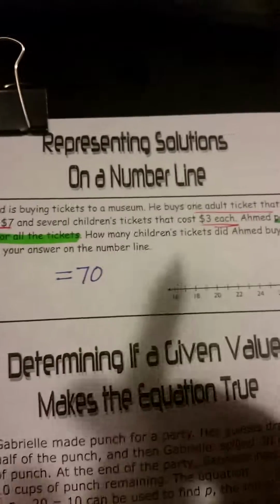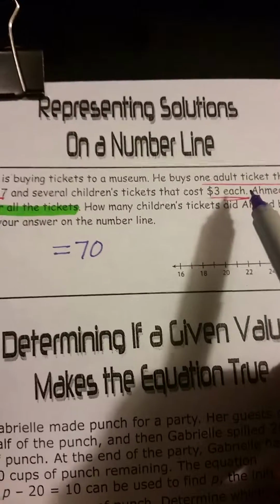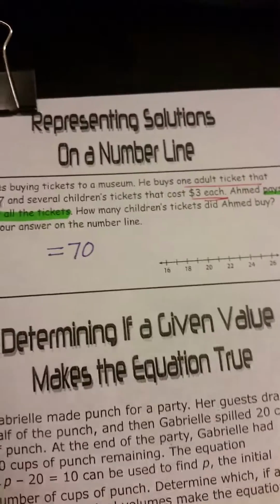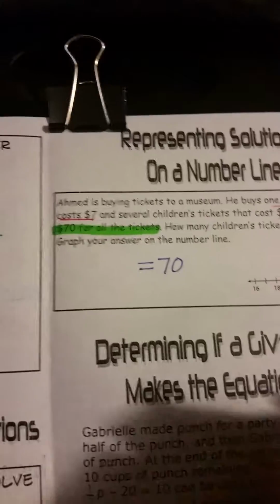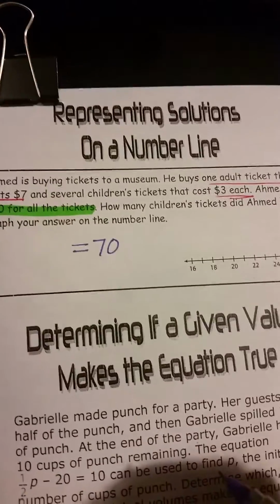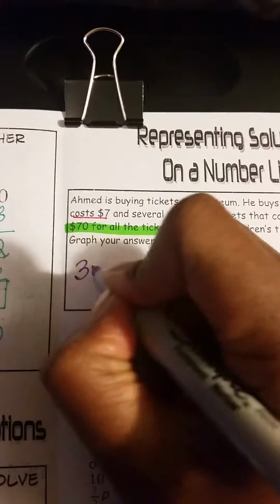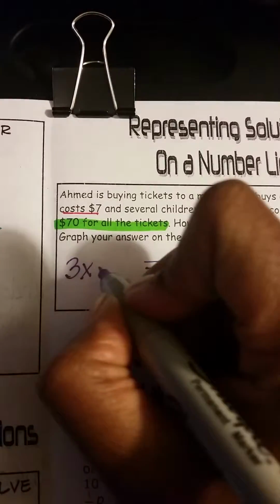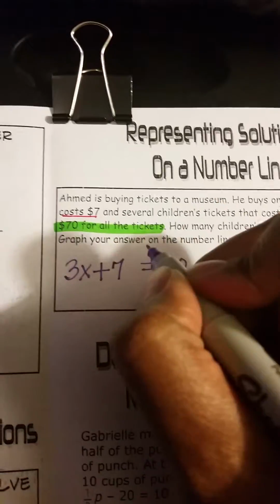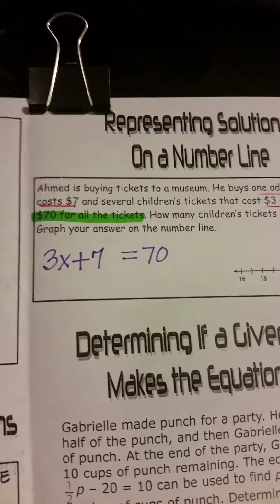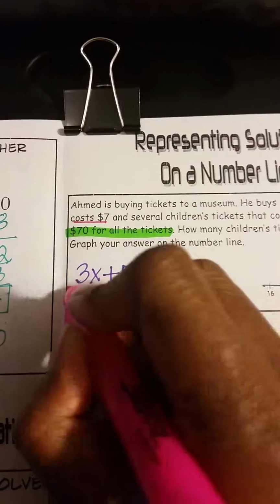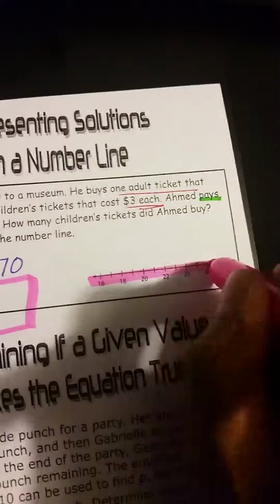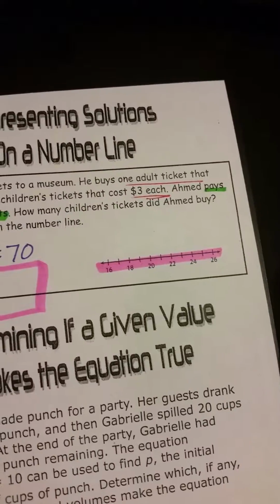Okay, so he has children's tickets that cost $3 each. We want to know how many children's tickets he bought. So that's my value that I'm looking for. But I do know that each children's ticket is $3 each. So that's going to be 3x, and then he buys an adult ticket. So that's adding to it, so plus 7. Now what I want you to do is solve this. And once you get your solution, graph it on the number line.